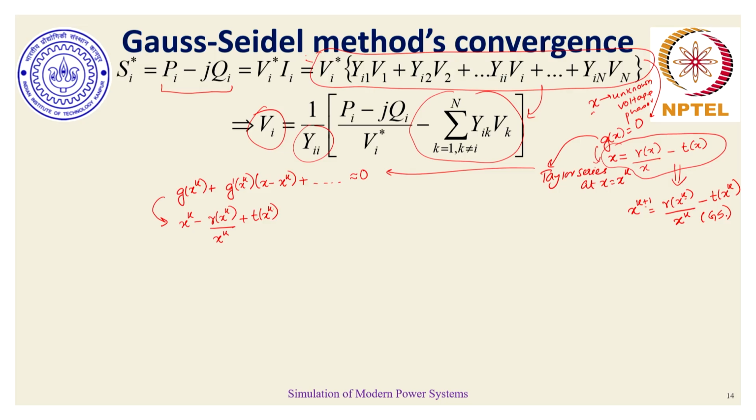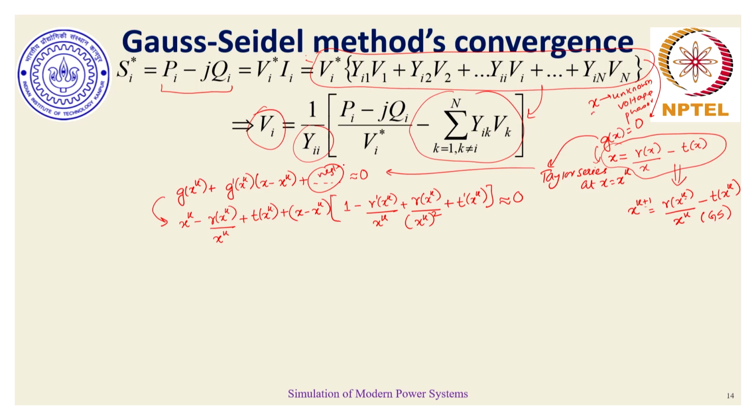Now coming back to the Taylor series form, if I have to further expand this, then g prime xk would be 1 minus r prime xk divided by xk plus r xk divided by xk square minus of t xk. It goes on the right hand side and it becomes plus t prime xk almost equal to 0, because I have neglected the higher order terms here.